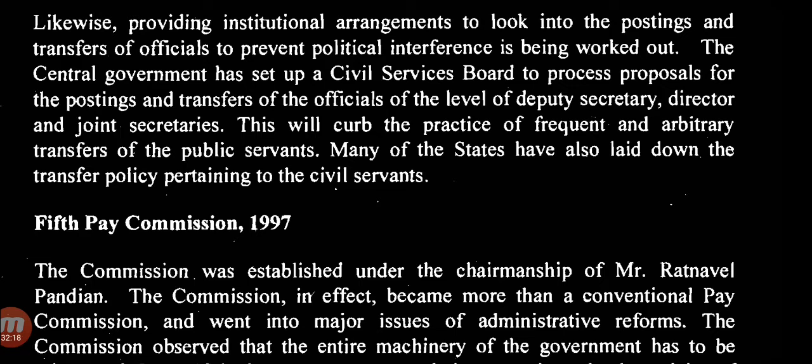The central government has set up a civil service board to process proposals for the postings and transfers of the officials of the level of deputy secretary, director, and joint secretaries. This will curb the practice of frequent and arbitrary transfers of the public servants. Many of the states have also laid down the transfer policy pertaining to the civil servants.